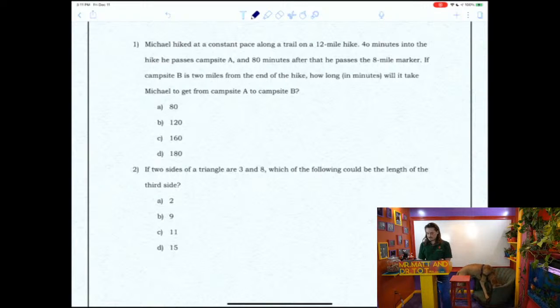Number 2 asks, if 2 sides of a triangle are 3 and 8, which of the following could be the length of the third side? So I'll give you 6 minutes, and 2 minutes in, I'll start to solve to give you some hints.